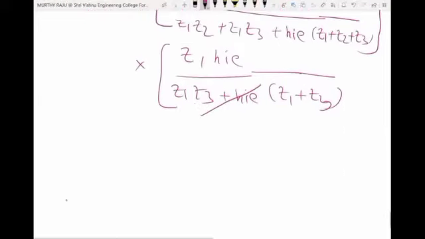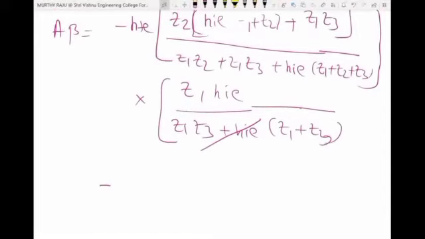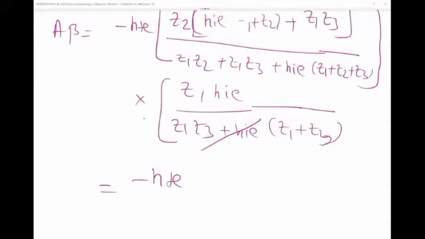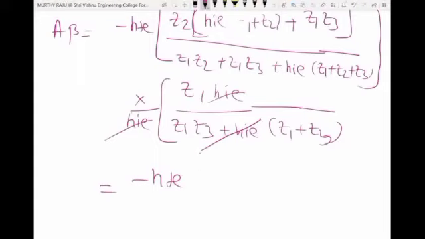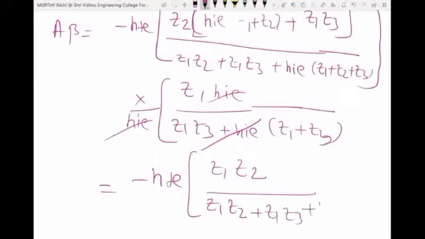Finally, A beta is equal to minus h of e, Z1 Z2 by Z1 Z2 Z1 Z3 plus hie into Z1 plus Z2 plus Z3. This is the A beta.